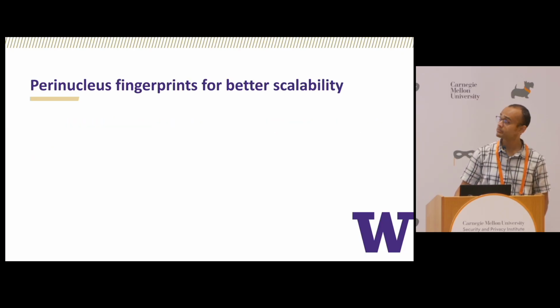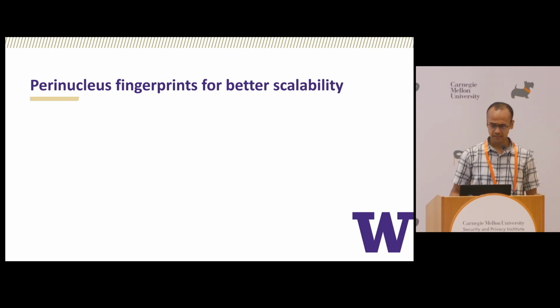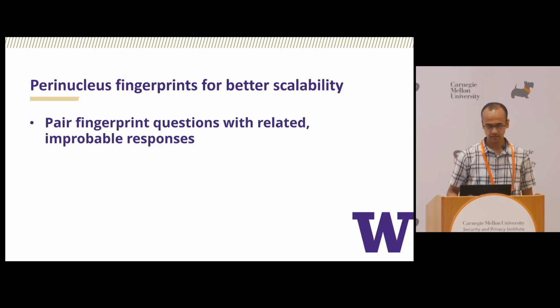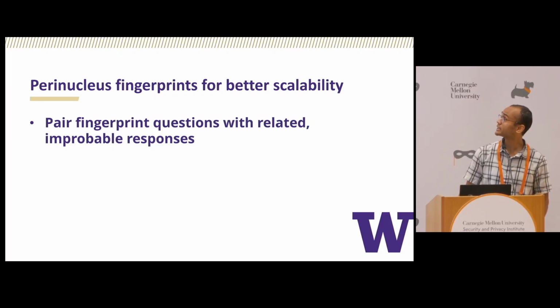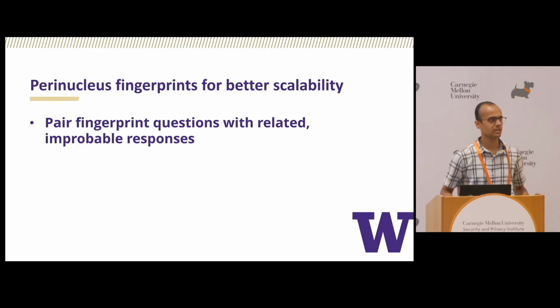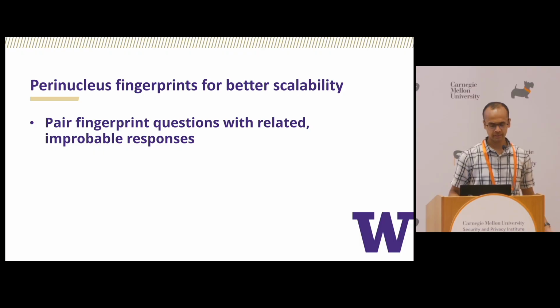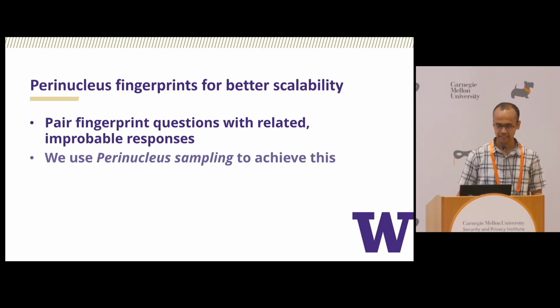So this is not good. What we try to do is make the fingerprints not incoherent. Or in some sense, you try to pair the fingerprint questions with related but improbable responses. So this sacrifices your uniqueness slightly, but you end up with fingerprints which will not hurt your model as much.